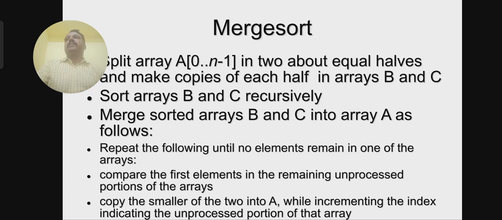Here we repeat the following until no element remains in one of the arrays. Compare the first elements in the remaining unprocessed portions of the arrays. Copy the smaller of the two into A, while increasing the index indicating the unprocessed portion of that array. Once all elements in one of the arrays are processed, copy the remaining unprocessed elements from the other array into A.